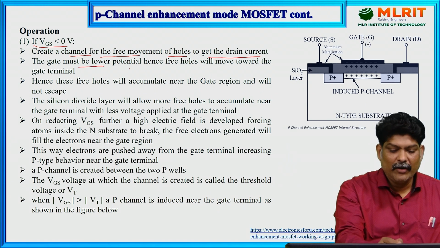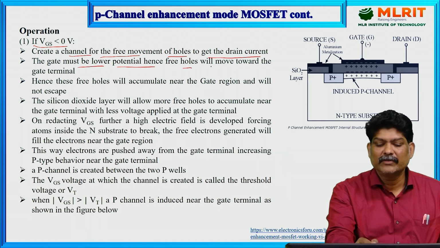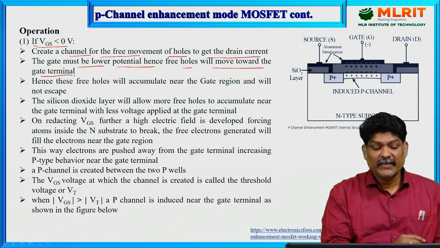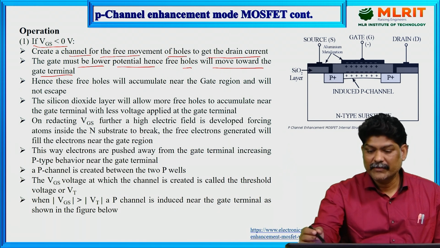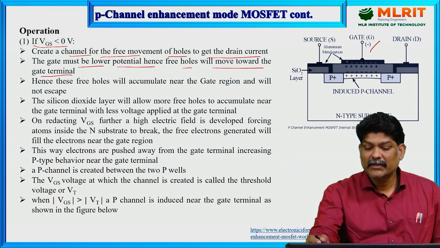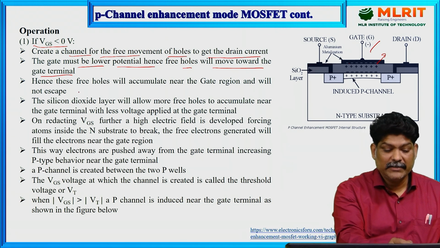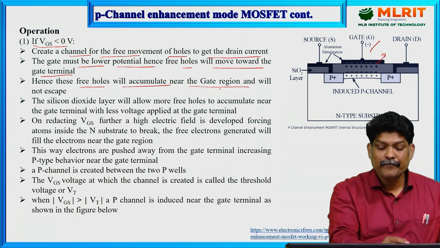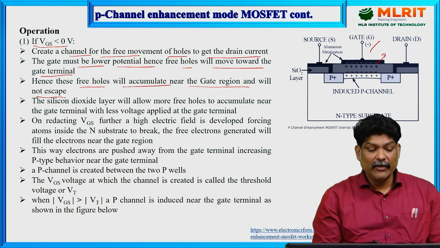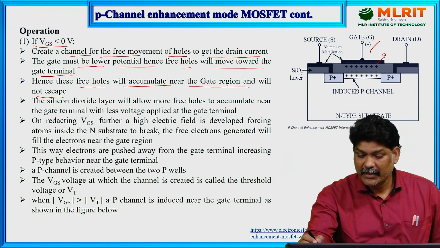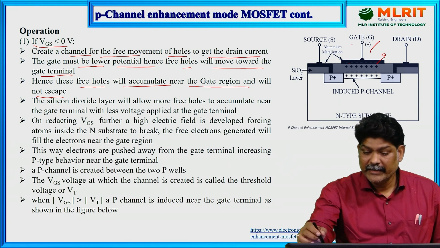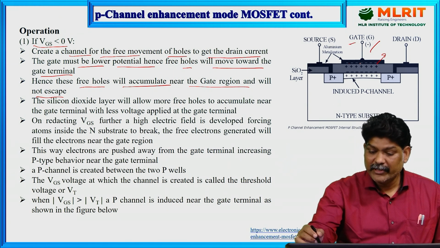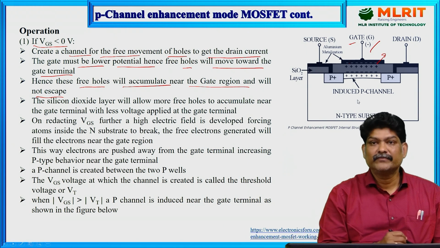The gate must be at a lower potential, hence free holes will move toward the gate terminal. If the gate is at a lower potential, that means a negative value. The gate is metal, so these are the negative charge particles. Hence these free holes will accumulate near the gate and will not escape. Initially there is no channel, and now we are creating the channel. For that, the gate is at negative, and this negative terminal attracts the positive charge particles.